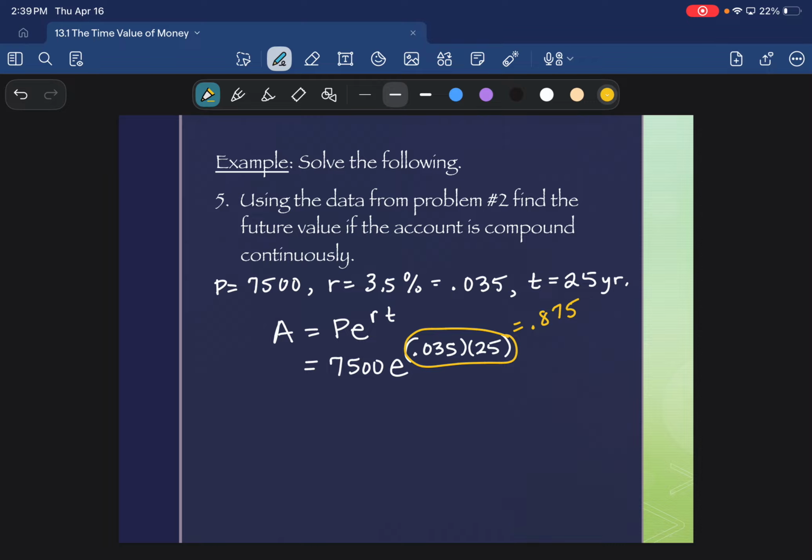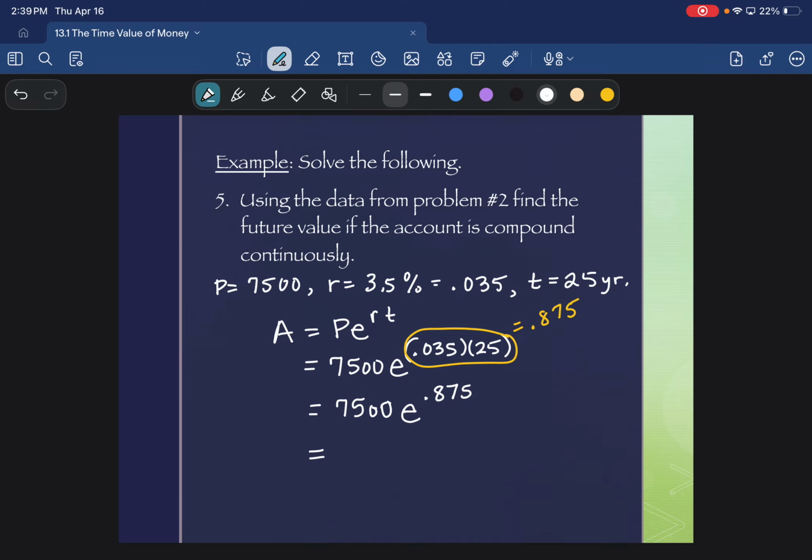0.875. Okay, is that okay for everyone? So in your calculator, I would hit 7,500. I would hit the second button and then the LN button, which will pull up the E. It'll have a little exponent location for you to put in 0.875.